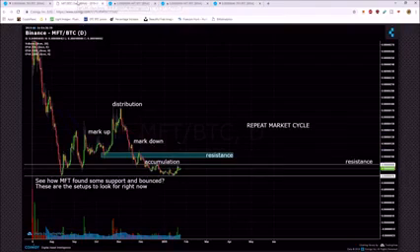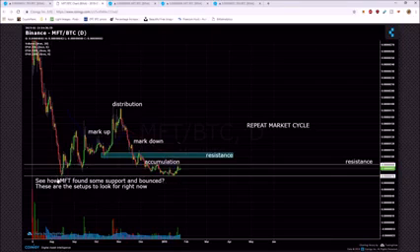Previously I posted this probably two weeks ago. You've got the markup phase right here, distribution at the top, markdown here, and then clear accumulation. You're moving sideways, not a whole lot going on. This is where the really good traders, when they're swing trading, will add in this area. Obviously, you put a stop in place, because nothing's guaranteed in crypto.